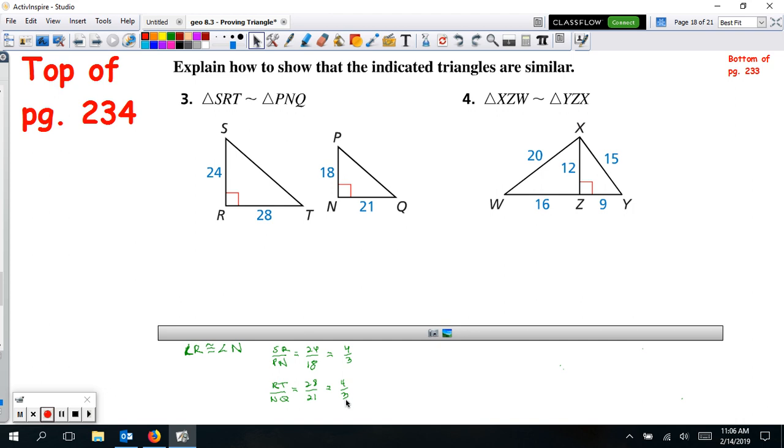If they reduce down to the same thing, these corresponding sides are proportional, which now we can definitely say the two triangles are similar by SAS. So that's what you want to write there at the end.